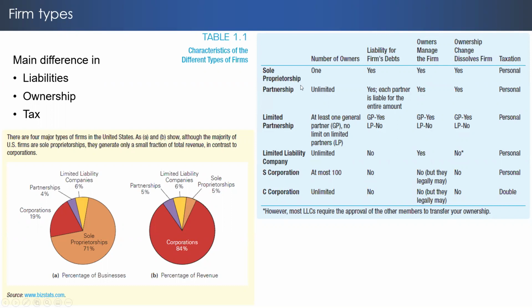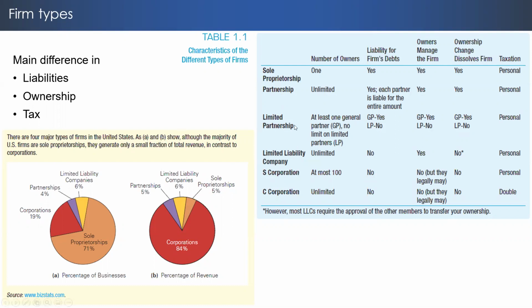And as the number of owners increases, the firm might change from a partnership to a limited partnership, which is different from a partnership in terms of liabilities. Then as the firm grows further, it might become something like a limited liability company, a corporation, and if it is as big as a public listed company, it generally has the type of C corp.